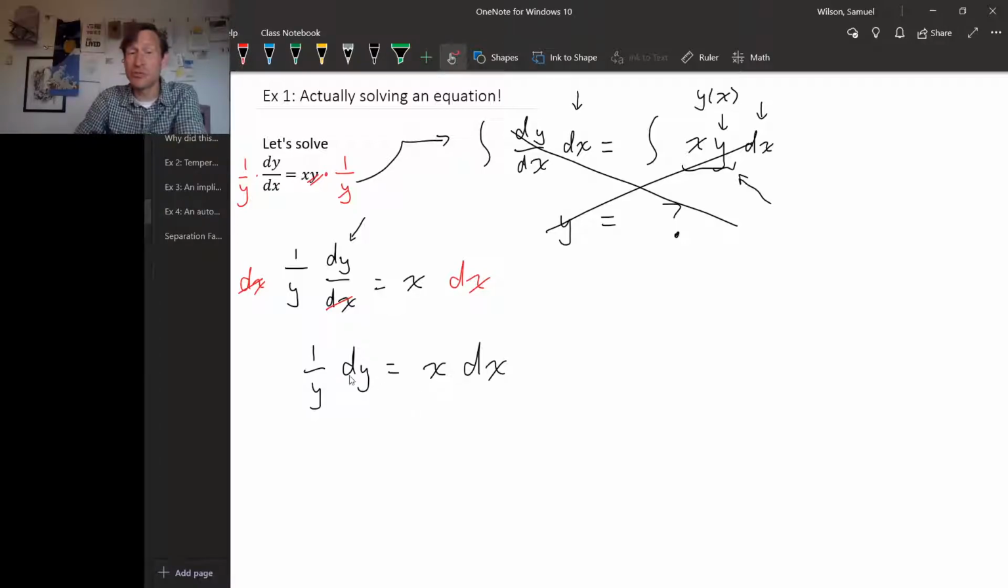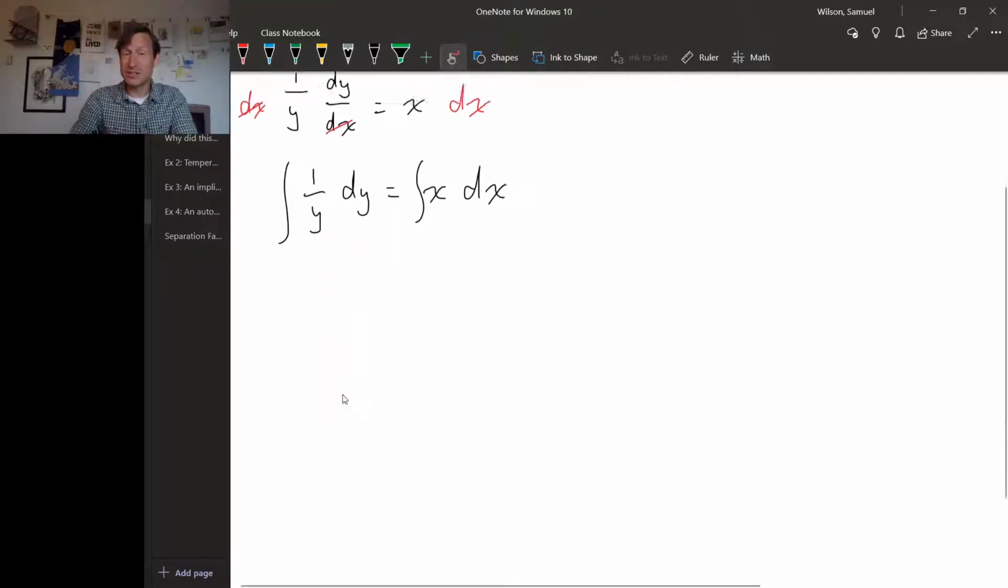And now we can integrate both sides. And the way we have it set up, we don't have to decide what we're integrating with respect to on each side, because the differentials are already there. So on the left, we're integrating with respect to y, and on the right-hand side, we're integrating with respect to x. So we can actually do these integrals, right? In both of these integrals, there's only a single variable. There's not a mix of variables like we had before. So we can actually compute these integrals.